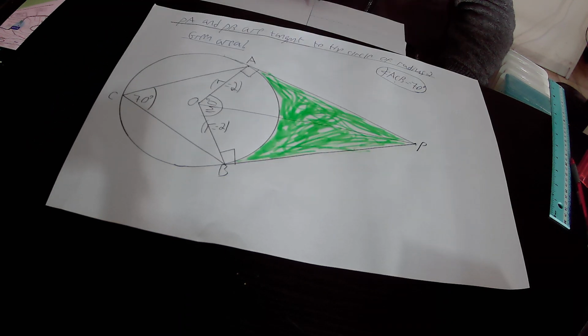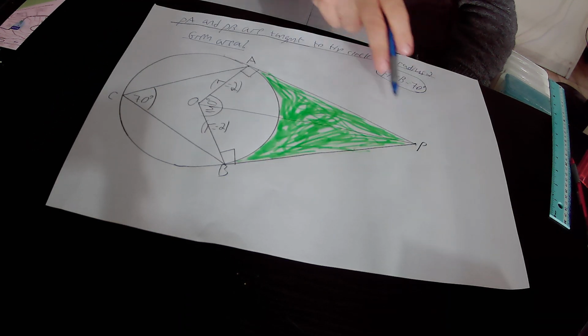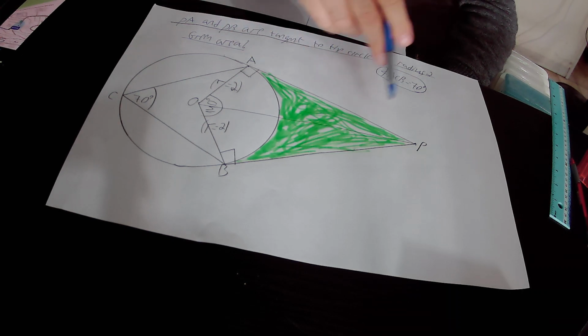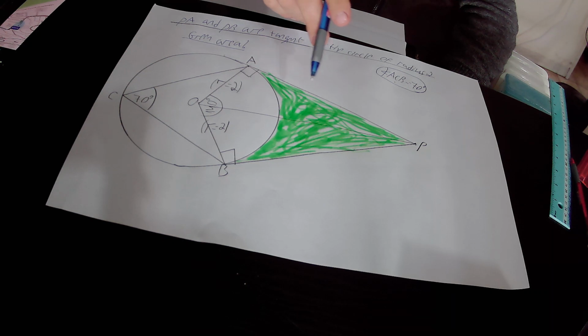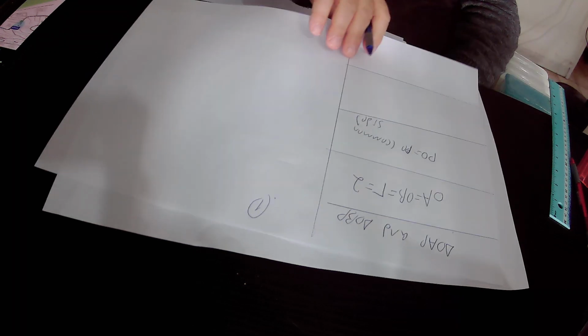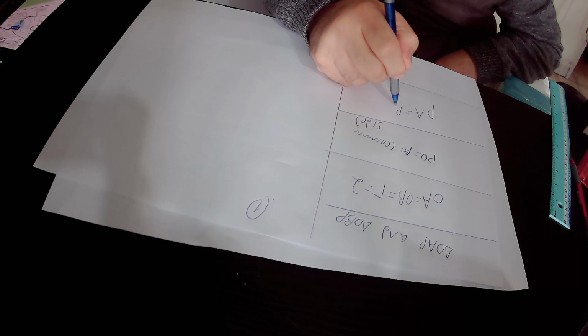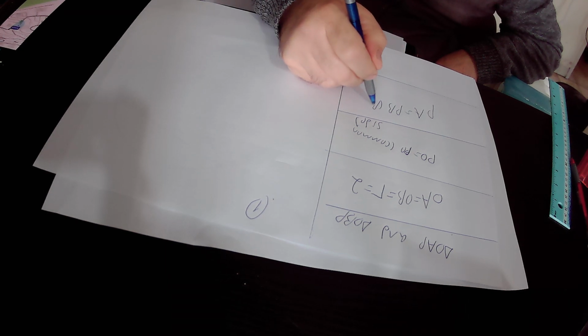And finally, side PA of the right upper triangle AOP equals side PB of the right lower triangle POB, according to rule 2. So write it down: PA equals PB according to rule 2.